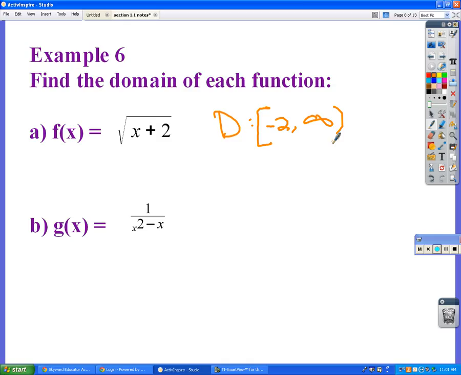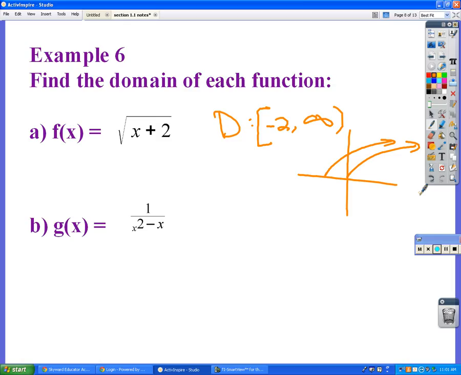What does the graph of the square root of x plus 2 look like? The square root graph looks like that, right? Yeah. The plus 2 is inside the parentheses, so it's going to move it negative 2 to the left, and that's why our domain is from negative 2 to infinity. Great question.